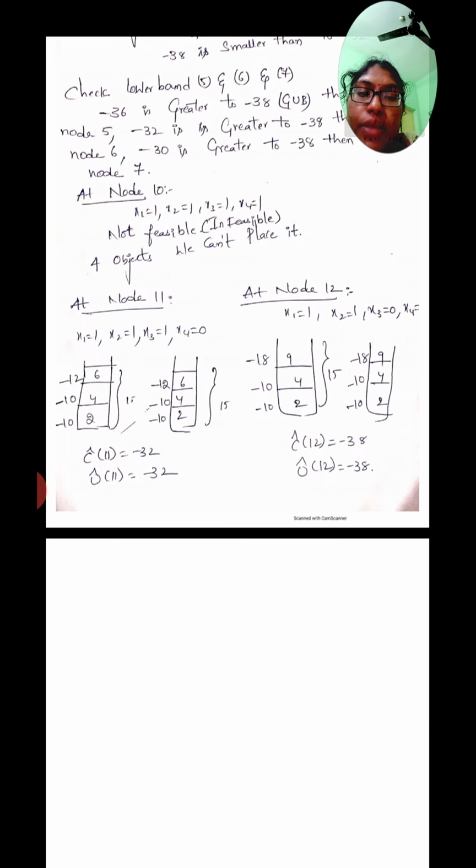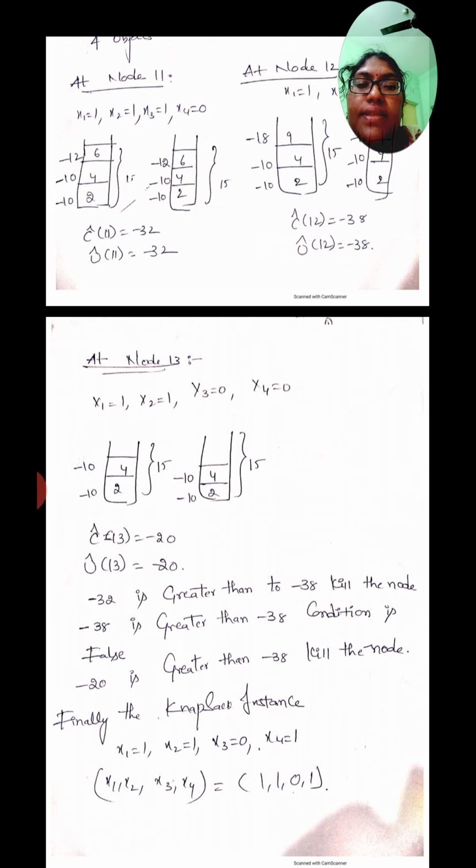Okay, understand what I am saying here. At node 13, x1 is assigned to 1, x2 is assigned to 1, x3 is assigned to 0, x4 is assigned to 0. In the sense third object, fourth object we don't want to place in the knapsack bag. First object and second object must and should be placed in the knapsack bag. Okay, c cap of 13 is equal to minus 10 plus minus 10, minus 20, and u cap of 13 is equal to minus 10 plus minus 10, minus 20. Okay, here we have to check the conditions. Here again we have to check the global upper bound.